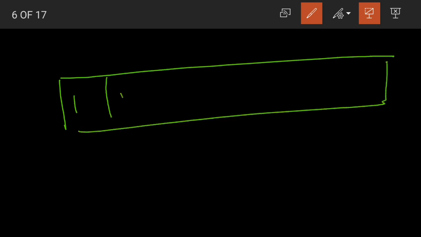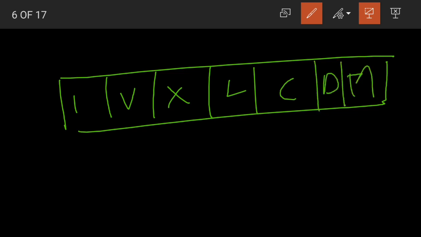Let me draw the Roman numerals chart again, so that you can understand this easily. I, V, X, L, C, D, M.